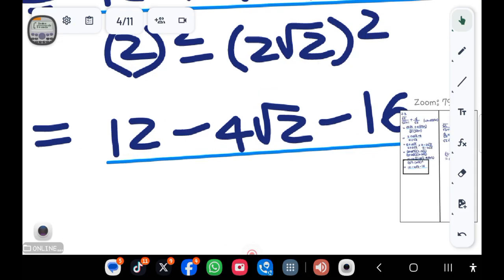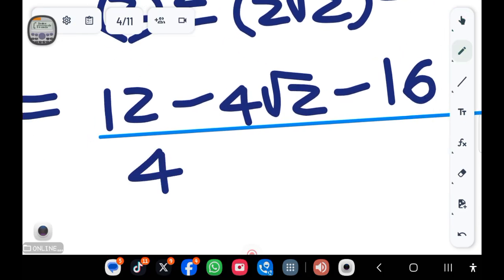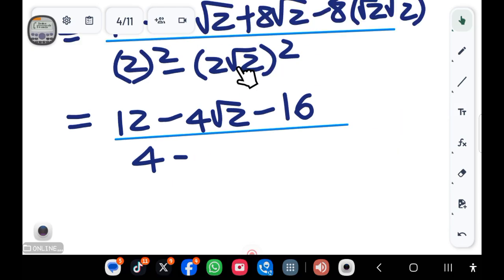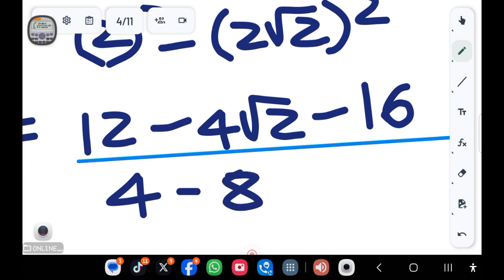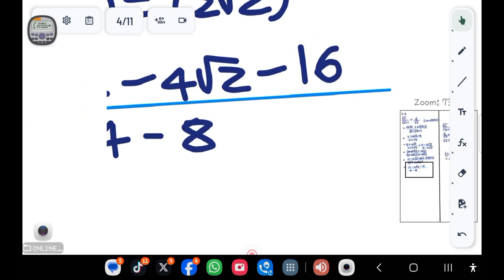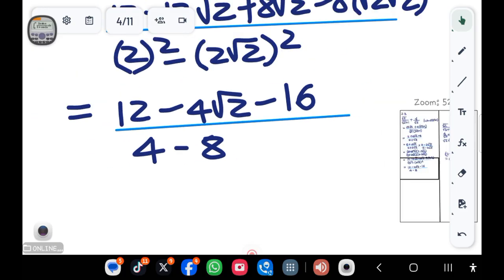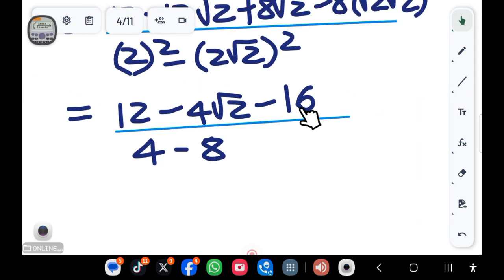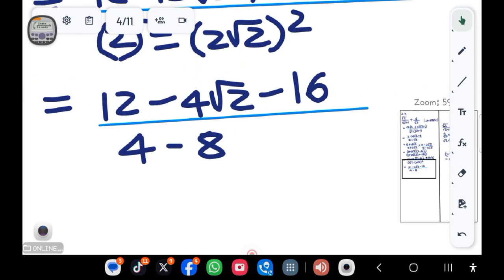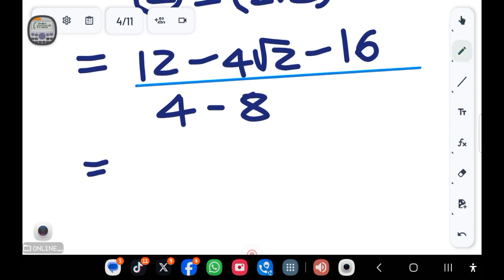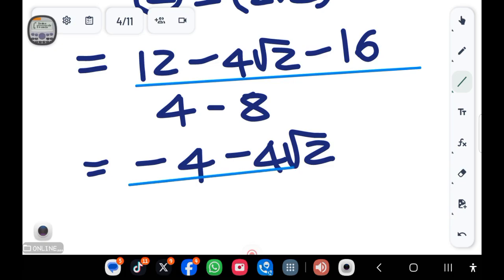And at the bottom, that gives us 4 minus 2 squared, which is 4. Root 2 squared is 2. 4 times 2, that is 8. So 4 minus 8. 12 minus 16, that is negative 4. Negative 4 minus 4 root 2 all over, and that gives us 4 minus 8, that is negative 4.